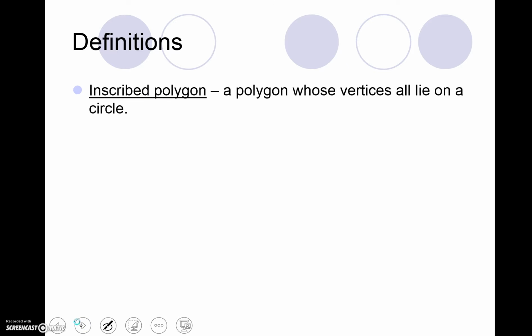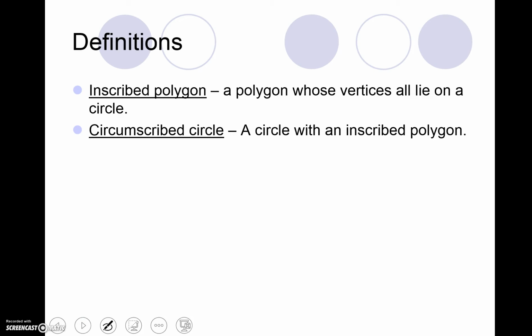Okay. Let's move on. We're going to talk about a couple more definitions. We have ourselves an inscribed polygon. So now think back to when I was looking at inscribed versus circumscribed. Inscribed was always inside of our circle. So an inscribed polygon is a polygon whose vertices all lie on a circle. So it's going to be on the inside. Circumscribed circle is that circle that has an inscribed polygon.